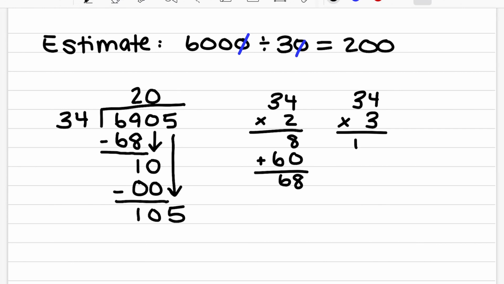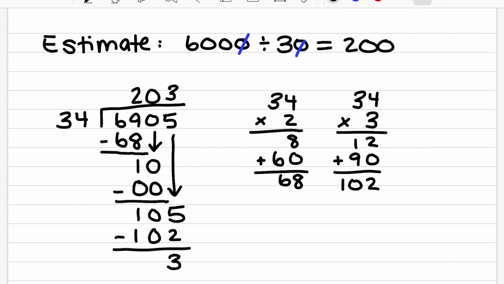3 times 4 is 12, 3 times 30 is 90. Adding those together, we get 102. So when we have our 3 up here times 34, we get 102. Again, we do subtraction and we have 3 remaining. Now we've got to the end, so this 3 is our remainder. And we can see that option C is 203 remainder 3. So that's our final answer.